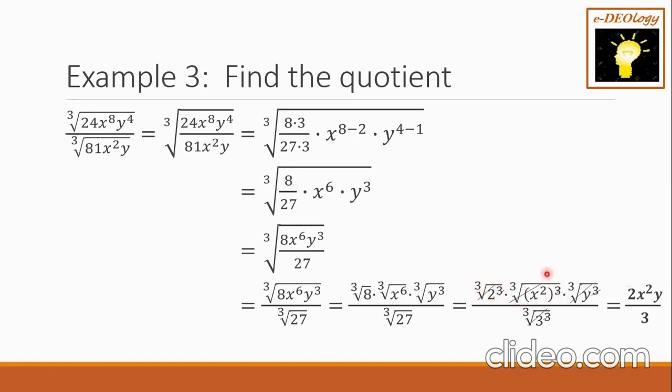In the second term, we cancel the radical also with that power 3. Only the x squared will come here. On the third factor, we can cancel the radical, also that power 3. Only the y will come here. In the denominator, we can cancel the radical and also the power 3. Only the base 3 will come here. So for our final answer, this is 2x squared y all over 3.